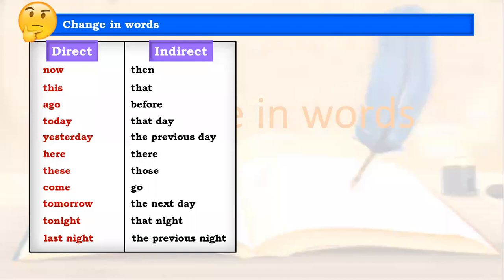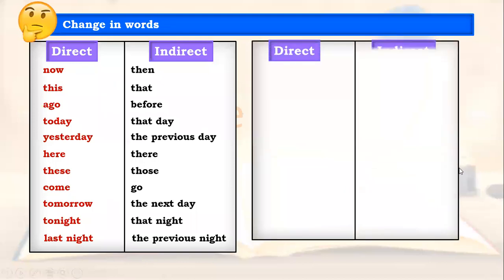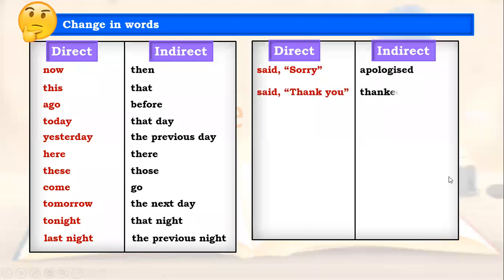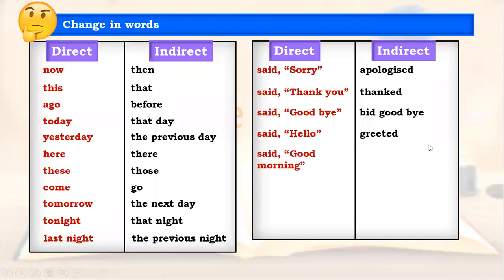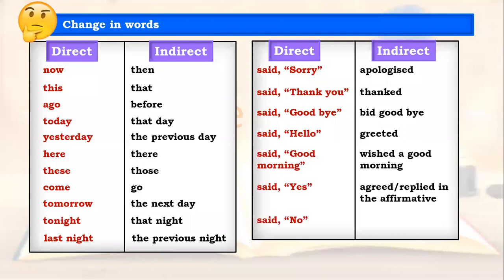But not just that. Whenever we come across sentences such as said sorry, or said thank you, or said goodbye, we can replace it with apologized, thanked, bid goodbye, and so on, while the rest of the changes are here. So now it's time for you to read it carefully, and then we can continue.